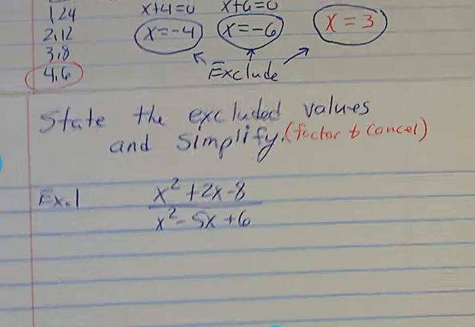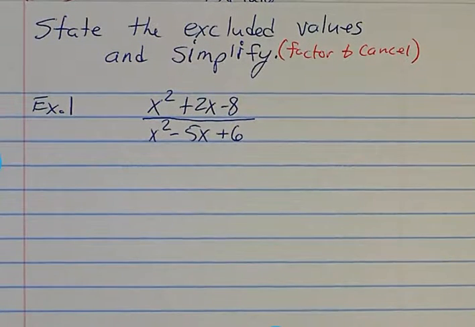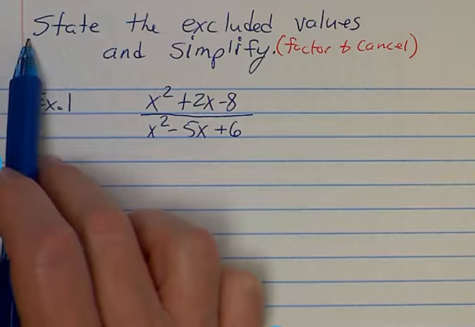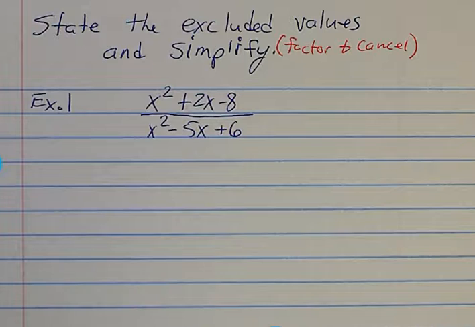Okay, so for this one, here we go. We'll do x squared plus 2x minus 8 on top, and x squared minus 5x plus 6 on the bottom. Again, basically it's a two-part problem. So the very first thing we want to do is state the excluded values. That's almost part A. And then part B, we'll go back and simplify.